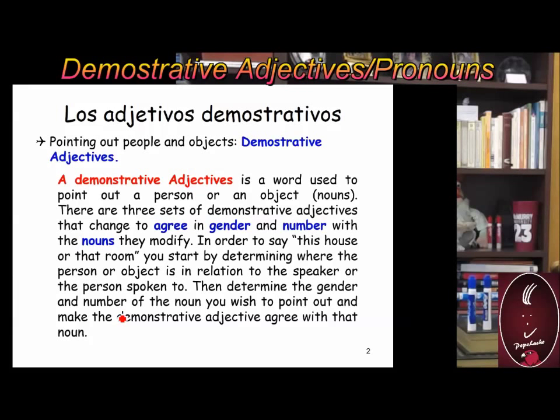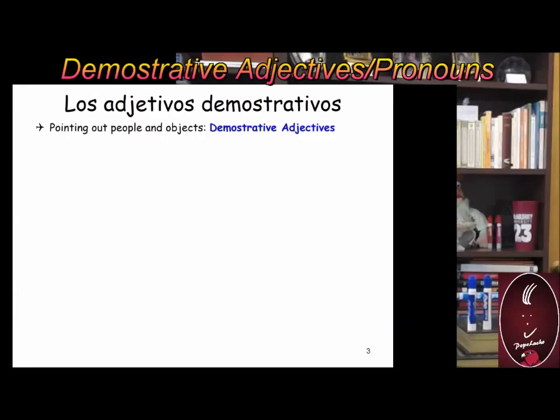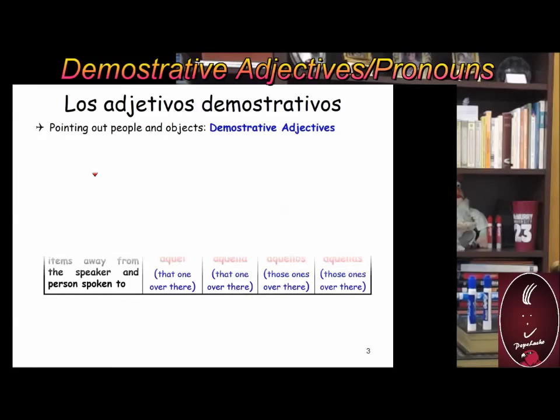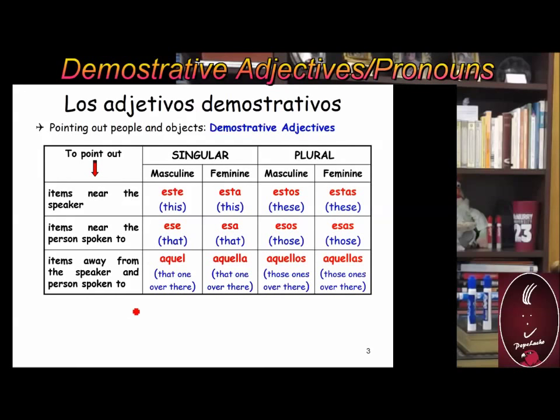Let's review which ones are the demonstrative adjectives in Spanish. Here we have the three groups of demonstrative adjectives in Spanish. First group: este, esta, estos, estas. We use this group when the items are near the speaker. So I will use this group if I am the person that is pointing out a noun.